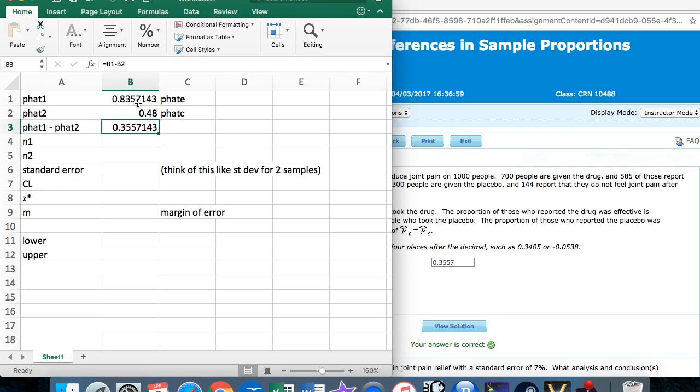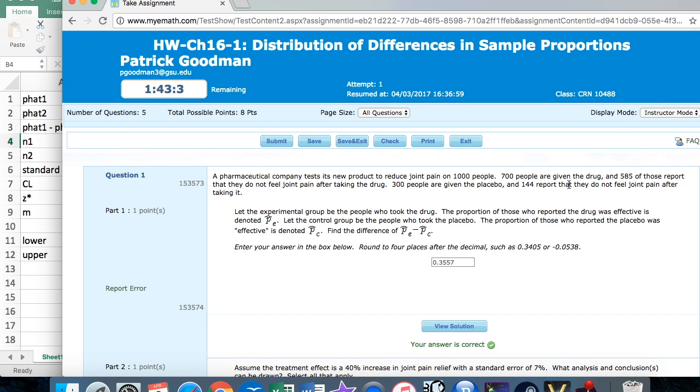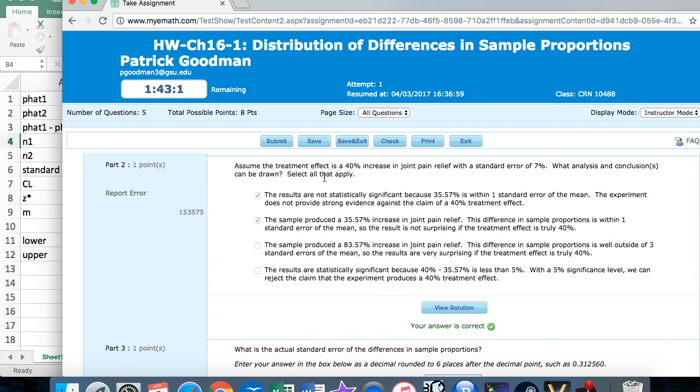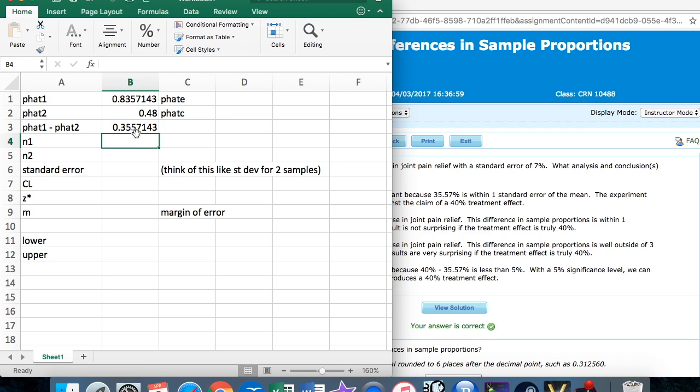the people who took the drug and felt that they didn't have joint pain, and then p hat 2, same thing. So the increase is about 35%. So it's pretty good. So we're gonna look at this stuff. So first off, that's it for this problem. Now it says assume the treatment is a 40% increase in joint pain. So it's about 35% is the true value, but let's see.